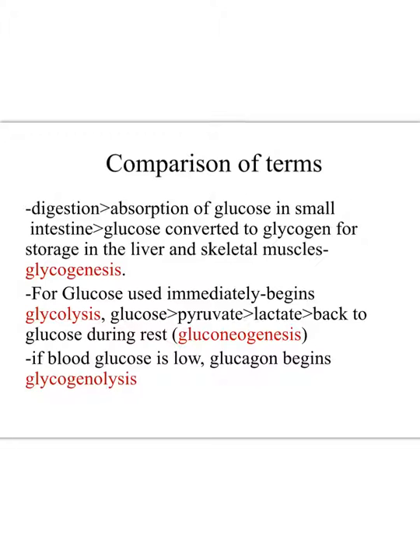So here is a summary of the different terms, and so please make sure you understand these. It's glycogenesis, glycolysis, gluconeogenesis, and glycogenolysis.